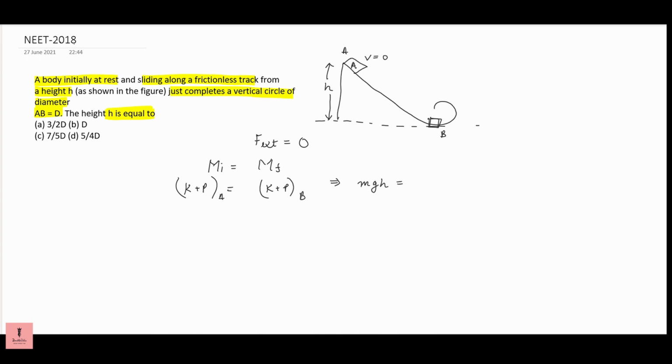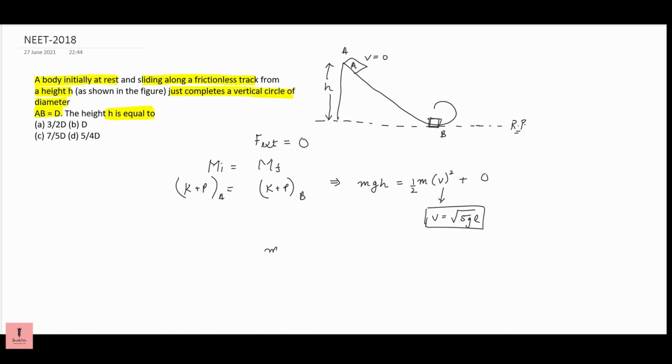That is equal to kinetic, sir, half mv square, plus this potential energy. I take this as reference point. So from the reference point there is no height, so potential energy over the point B is 0. Now to complete a vertical circle, this velocity should be equal to root 5 gL.